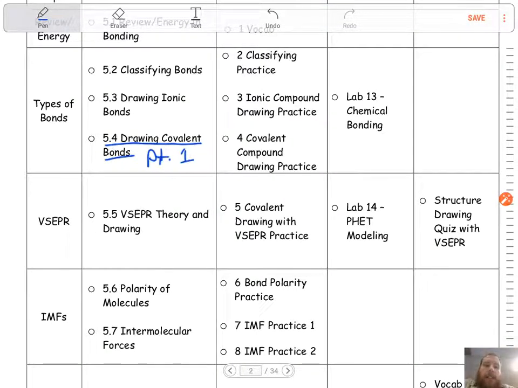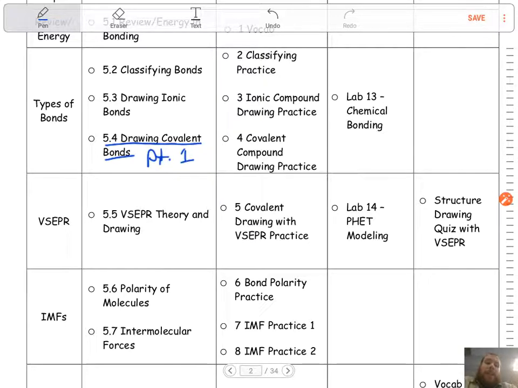Hey guys, this is video 5.4, drawing covalent bonds. This is actually going to be part one. When I was trying it earlier and the app stopped recording, I realized it's a pretty long video, so there's a lot of information that's going to be covered here.